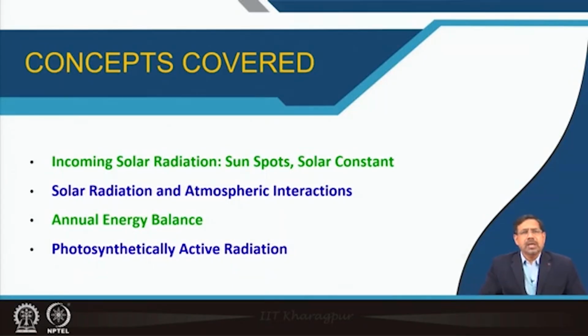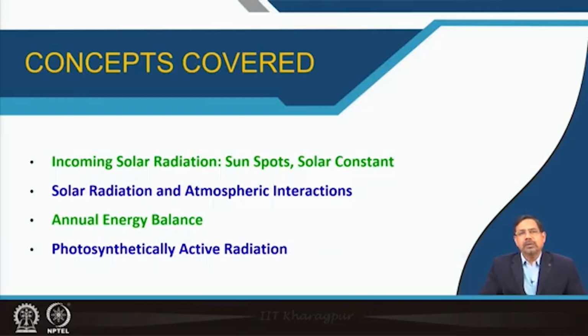The first is incoming solar radiation. We will try to understand this as far as the sunspots, the dark spots or black spots, and the solar constant. Secondly, we will try to understand the solar radiation and various interactions that happen in the atmosphere. Then we will go on to understand the annual energy balance, sometimes called a budget. And then we will talk about the photosynthetically active radiation, which is abbreviated as PAR.